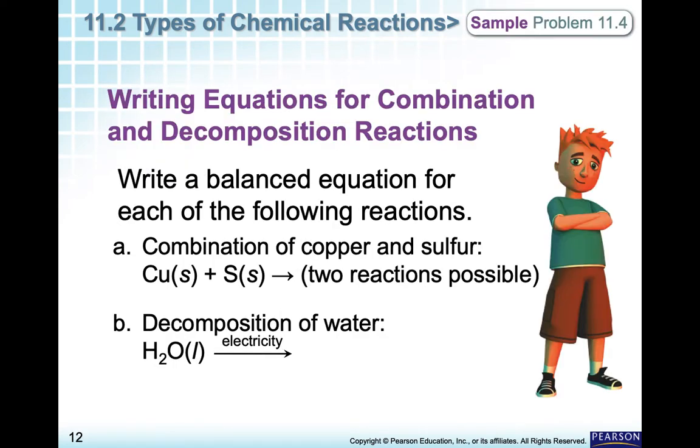So I'm going to leave you here. I want you to write out the products to these 2 examples. I'm telling you that A is a combination reaction, and I want you to write 2 possible reactions.